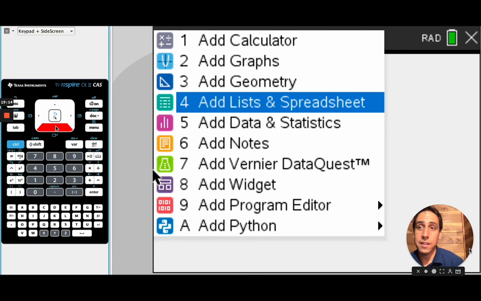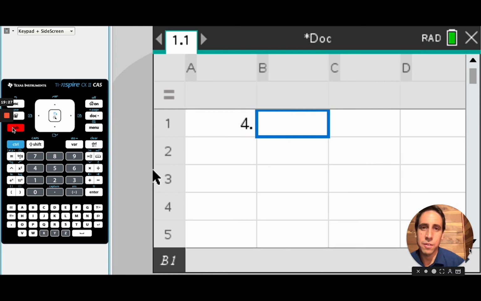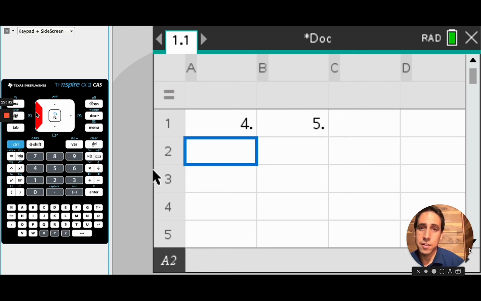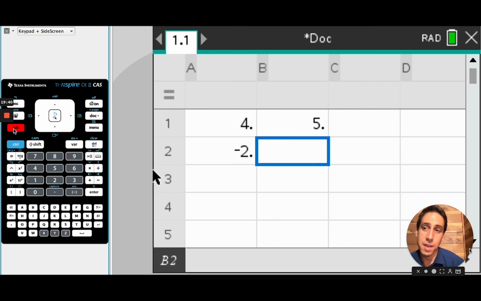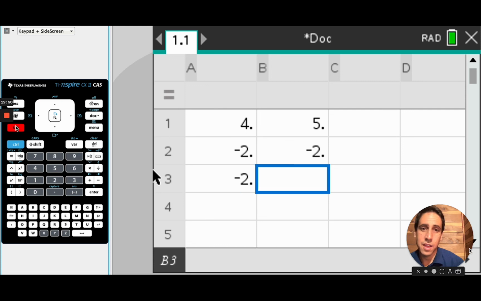Now that we've reset our calculator and we found our intersection points of the trapezoid, we're going to go to new, add list and spreadsheet. That's the 4th option. This looks like a Google Sheet or an Excel spreadsheet. And I'm going to type in all of the intersection points that we found. 4, 5 was the first intersection. -2, I can use the tab button if I want to get to the next cell. -2, -2 is the next intersection. Using the arrows to go -2, tab.